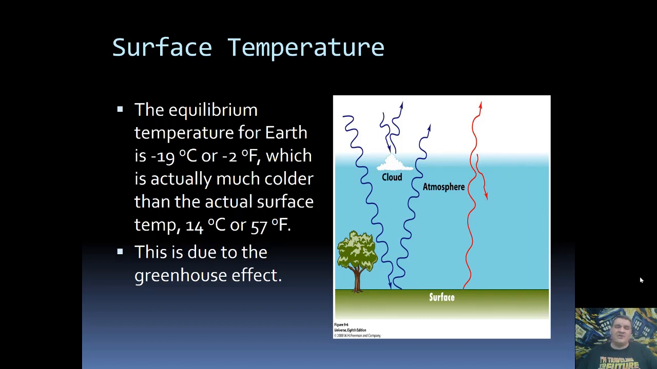The equilibrium temperature for the Earth is about -19 Celsius or -2 Fahrenheit. What that means is that there should be no liquid water on the Earth. We know that that's not the case. There's lots of liquid water on the Earth. That is why the Earth is habitable. The actual surface temperature is about 14 degrees Celsius, or 57 degrees Fahrenheit. The difference between the equilibrium and the actual is caused by the greenhouse effect.